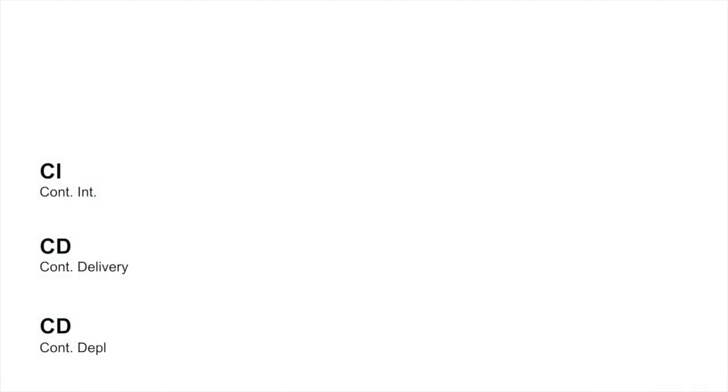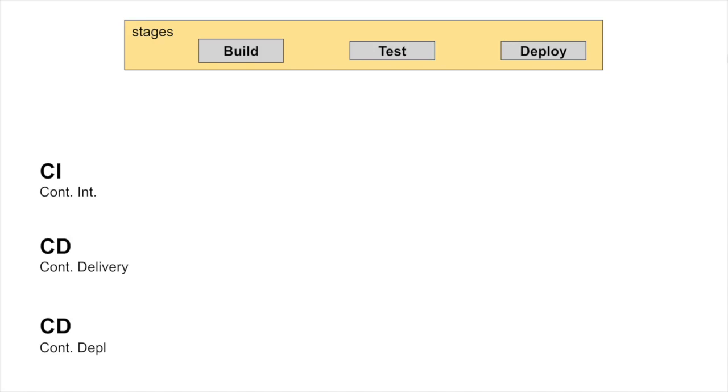Let us now understand CI and CD in very basic terms, in terms of the stages and the environment. Let us suppose we have these three very basic typical stages in any project, that is build, test and deploy. We also have a release stage, but for now let us look at these three basic stages.